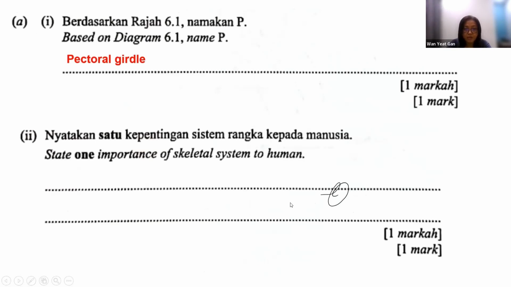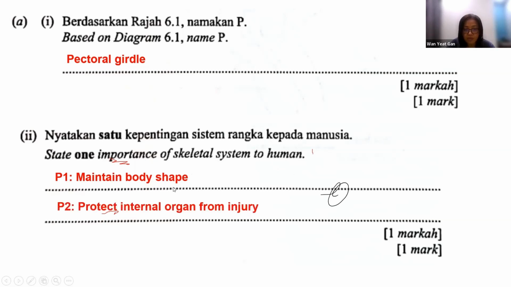Okay, next, state one importance of skeletal system to humans. What is the importance? Okay, there are many importances. The first one is to maintain body shape. Here if you look at the marks, it's only one mark, so you only need to write one. Anyway, I will give you the rest of the importance. It protects internal organs from injury, as well as supports soft body tissues. Okay, so any of these answers.